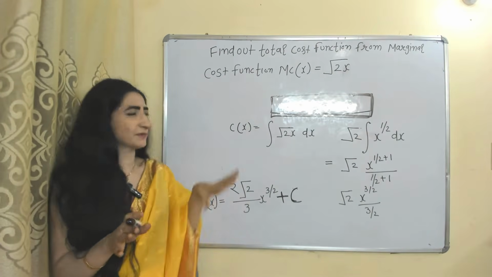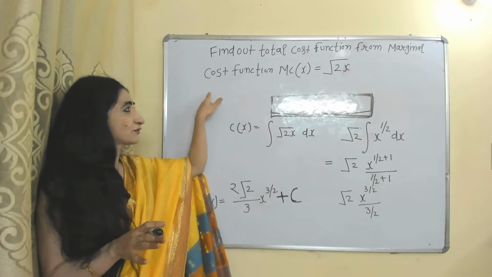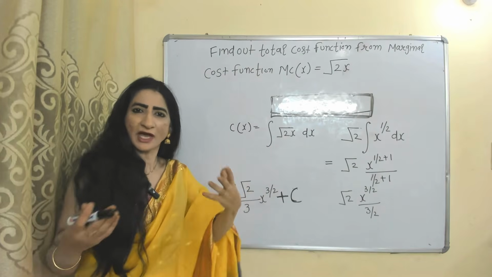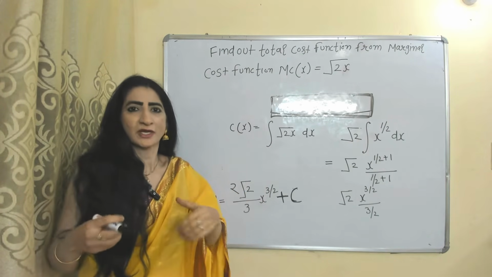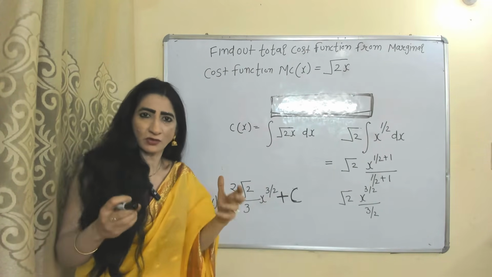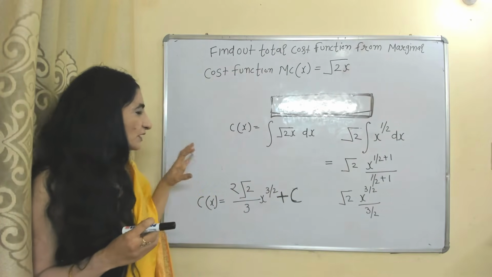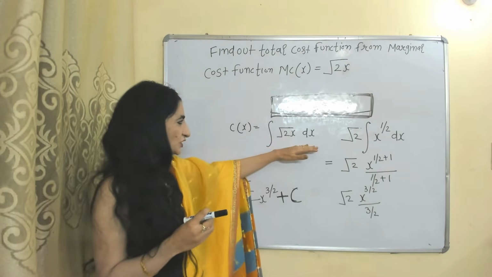Now we'll see one problem. Find out the total cost function from the marginal cost function. The marginal cost function is given. We have to find the total cost function. In order to find total cost from marginal cost, we will integrate marginal cost. So we will integrate the marginal cost function.